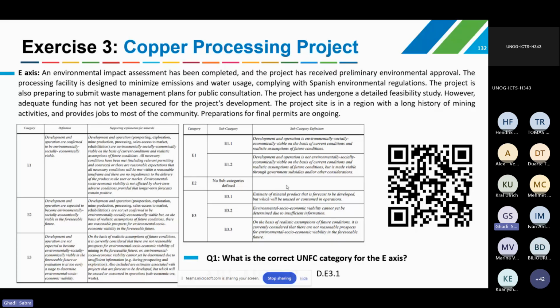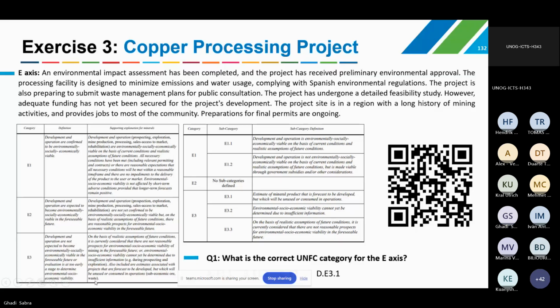The project has undergone a detailed feasibility study. However, adequate funding has not yet been secured for the project's development. The project site is in a region with a long history of mining activities and provides jobs to most of the local community. Preparations for final permits are ongoing.